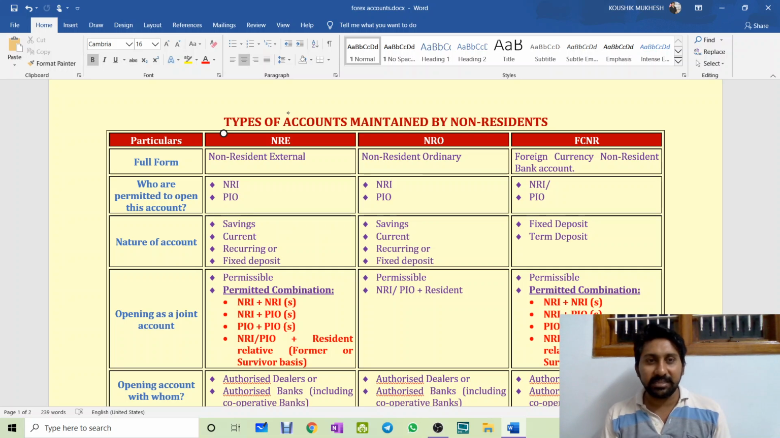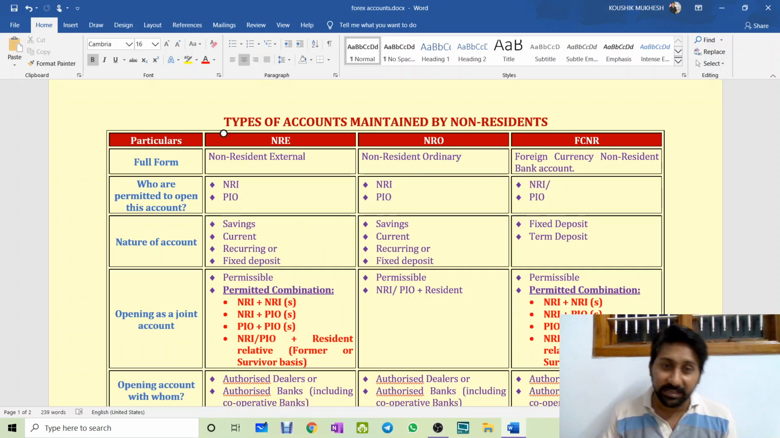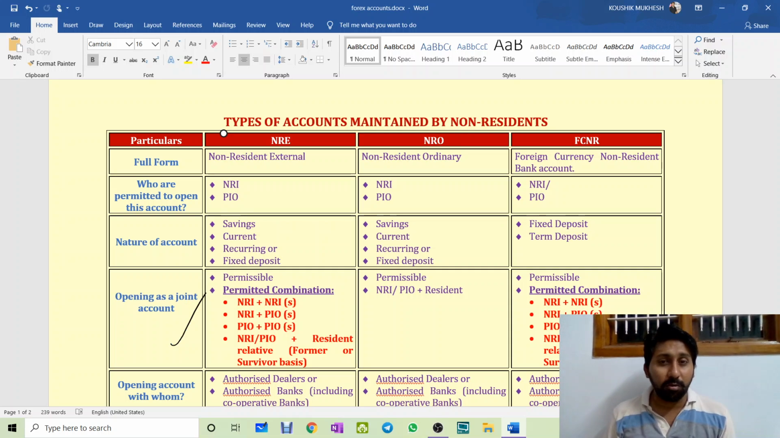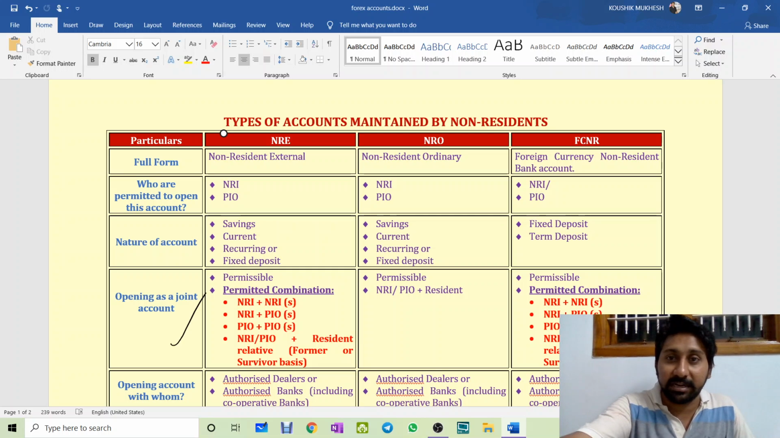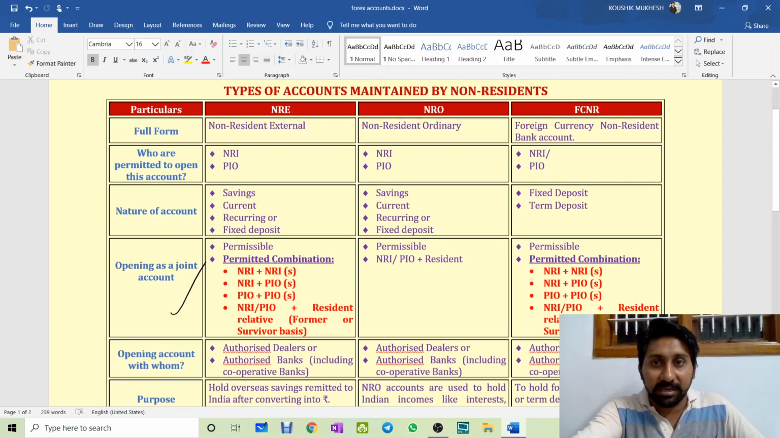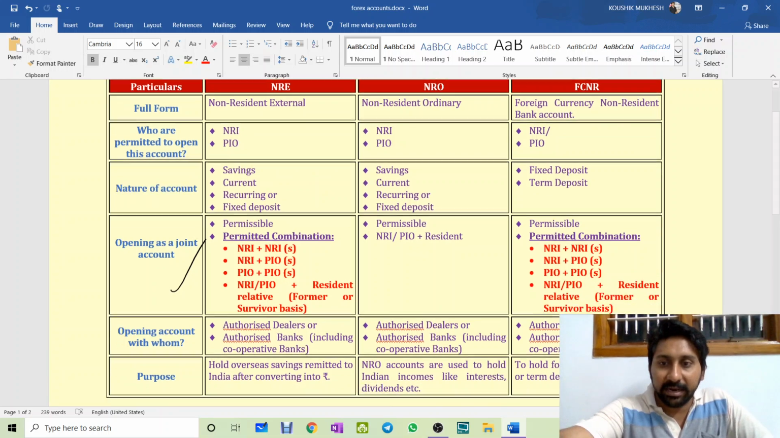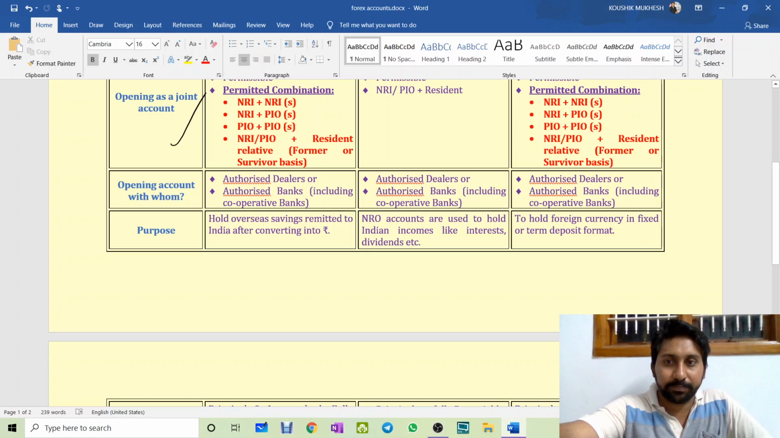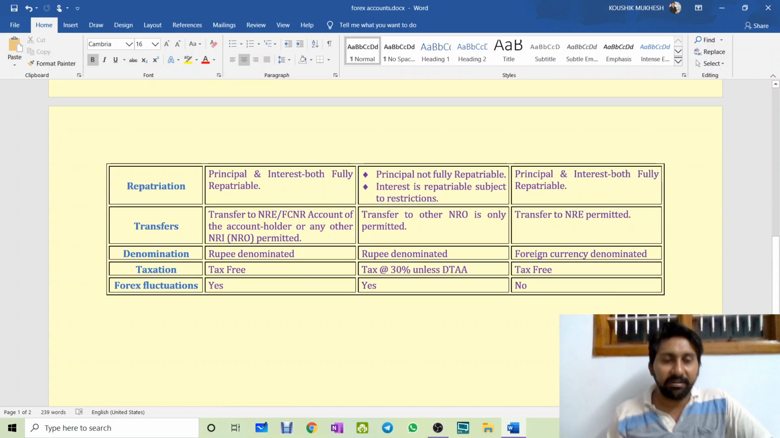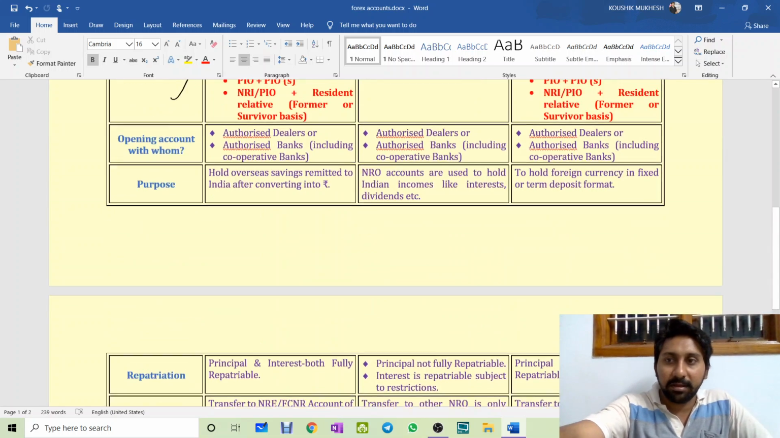Why I explain this is, many doubts will come to many students and practitioners as well, because of a lack of clarity on what is NRE, what is NRO, what is FCNR. When I should ask, can I open a joint account of NRE? Yes, you can open a joint account. Joint account with whom? All these things I don't want to explain and waste the time. To make you clear about the concept, I have already prepared a chart or a box type of preparation just to make you clear. So you can please read this by pausing this video, such that you can have clarity about the full concept of the 3 accounts.